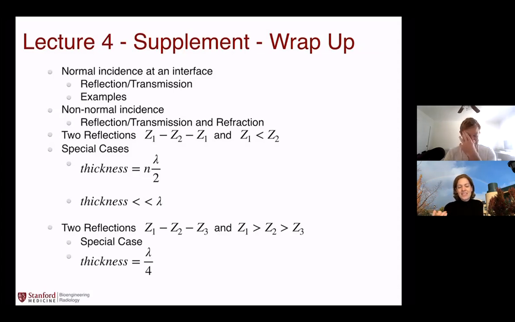And as long as the thickness of that material is n lambda over 2, then you can have pretty good transmission. And that's also true when you have materials that have very, very small wavelengths, that you can have very good transmission. And then in the case where there's two reflections, such as the transducer and then the matching layer, that's our special case where you're going to have pretty good transmission when it's wavelength over 4.